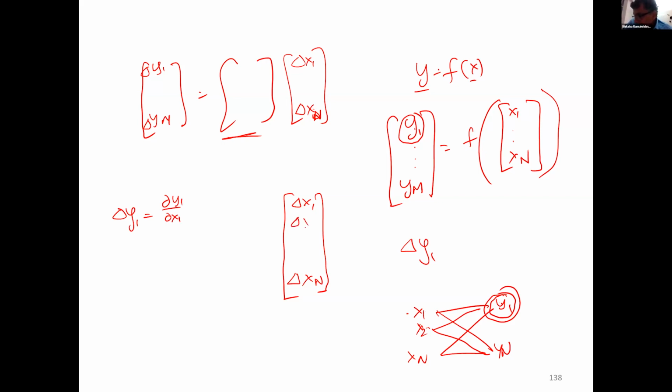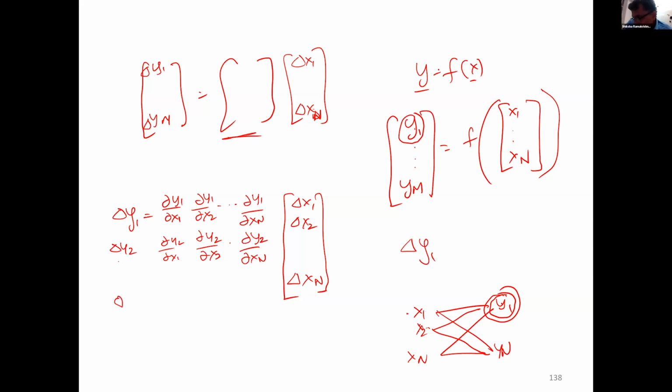What multiplies delta x2? It's going to be partial y1 over partial x2. It's going to go all the way to partial y1 over partial xn, right? What about delta y2? What multiplies delta x1? Partial y2 over partial x1. This is partial y2 over partial x2, partial y2 over partial xn, right?